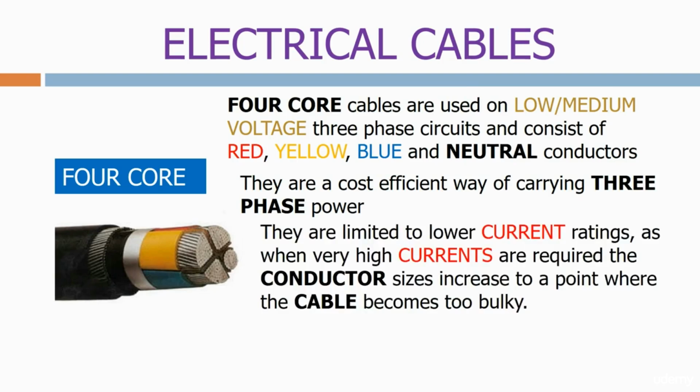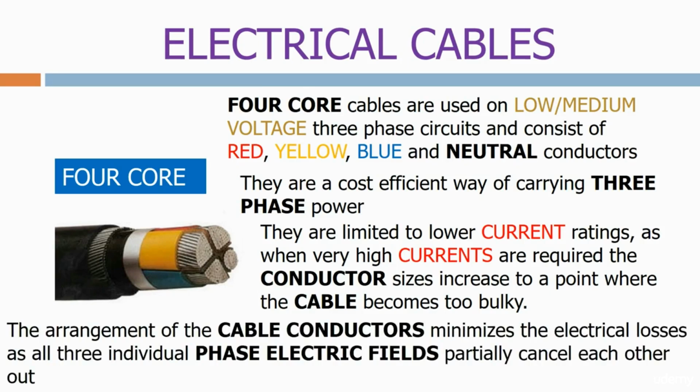They are limited to lower current ratings, as when very high currents are required, the conductor size is increased to a point where the cable becomes too bulky. The arrangement of the cable conductors minimises the electrical losses, as all 3 individual phase electric fields partially cancel each other out.